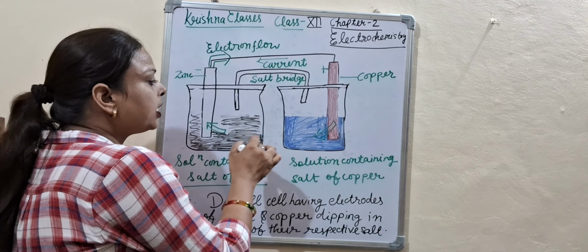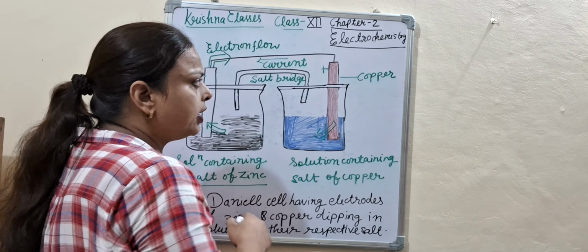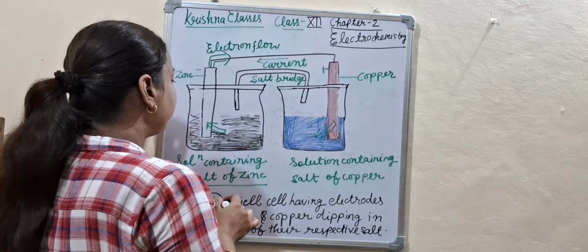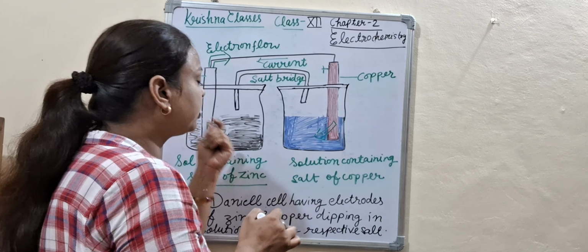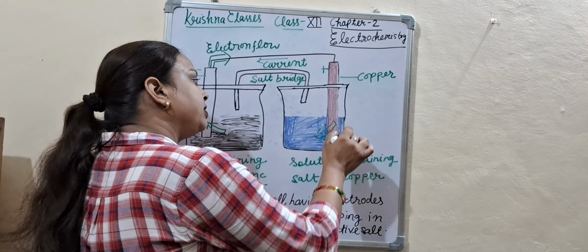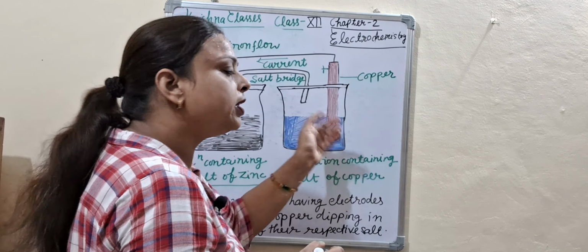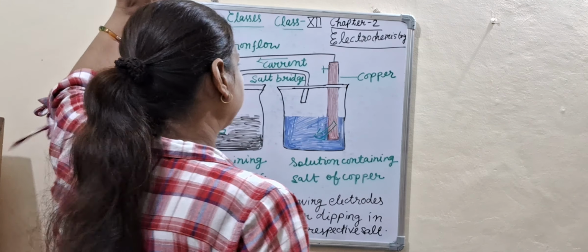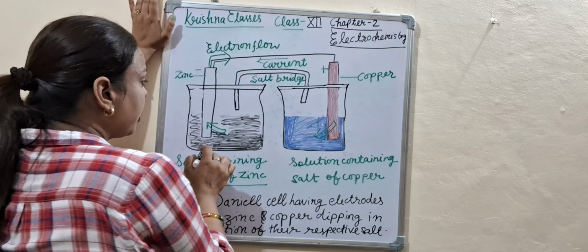So here two containers have been taken, and the first rod is a zinc rod which is dipped into the zinc sulfate solution, meaning the salt of zinc, and the second one is the copper rod which is dipped into the copper salt, meaning copper sulfate solution. So what happens here?